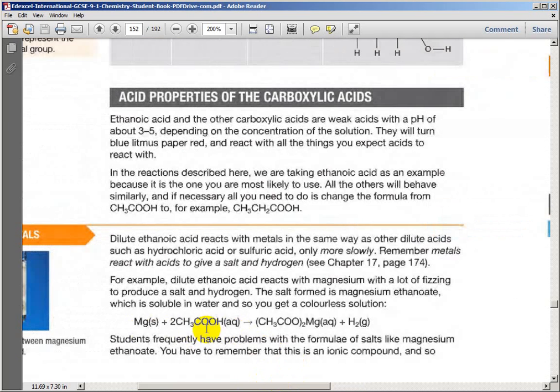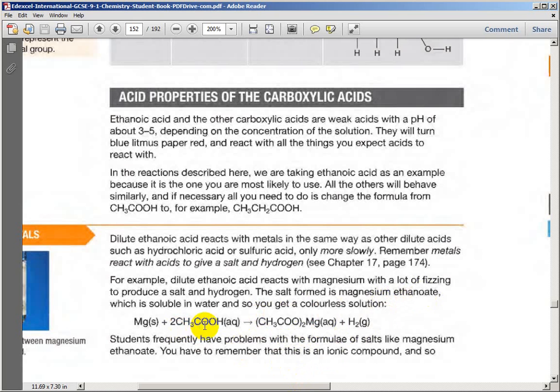Okay, when ethanoic acid reacts with a metal, it forms sodium ethanoate, magnesium ethanoate. This is the salt and hydrogen. Okay, this is the reaction. When ethanoic acid reacts with magnesium, a lot of fizzing occurs, and it produces salt and hydrogen. Fizzing means bubbles of hydrogen gas. The salt formed is magnesium ethanoate, which is soluble in water, so we get a colorless solution. So this reaction forms a colorless solution, and we also find fizzing.